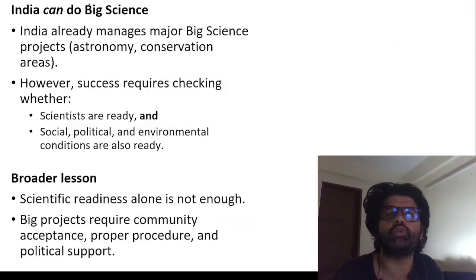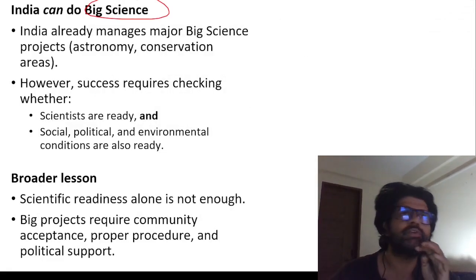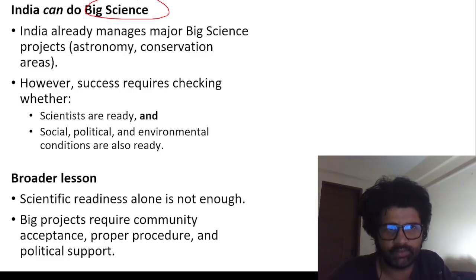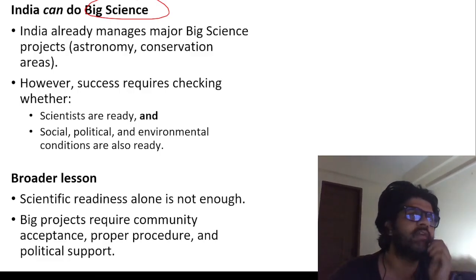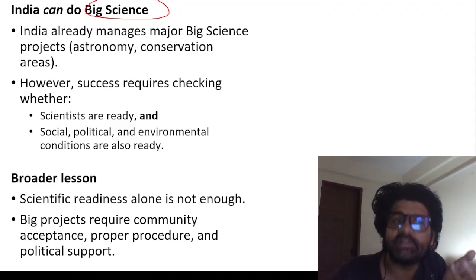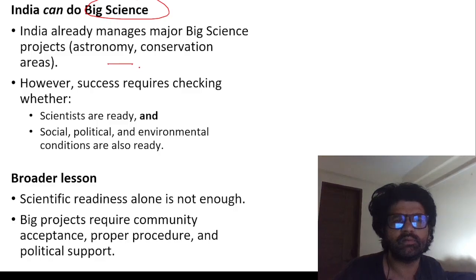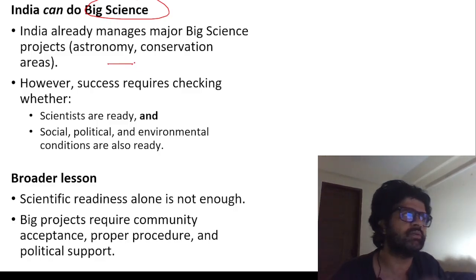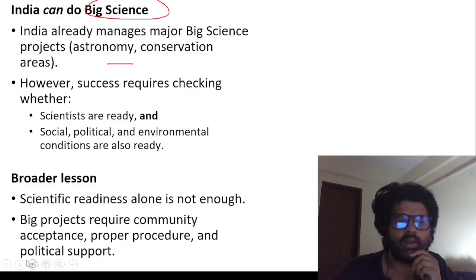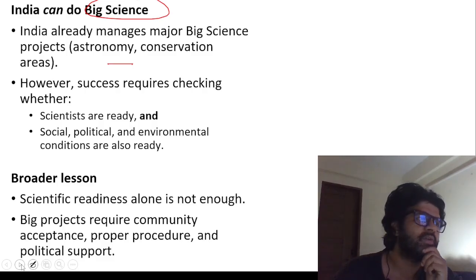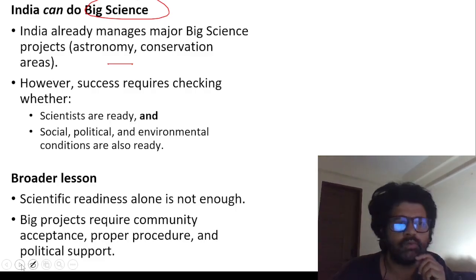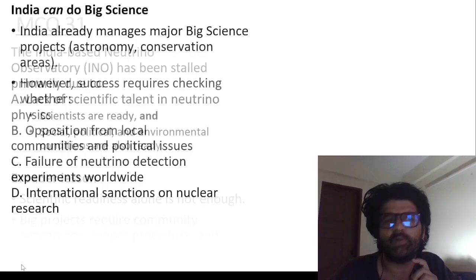Big science projects. What are those big science projects? Big science projects generally require international collaborations. And it's not only about science, even wildlife conservation, etc., can be big science projects. So conservation areas, astronomy, we have done good. But the failure of INO is not a good thing. It's political pressure. If people are worried about the neutrino observatory in Tamil Nadu, we should have allayed those fears, but we didn't.